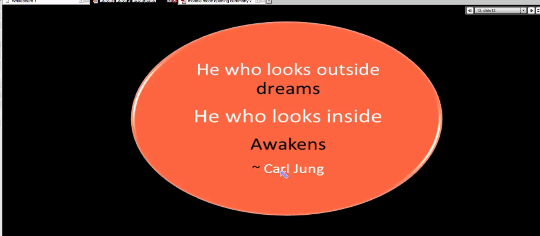This was written by Carl Jung, and what he says is, he who looks outside dreams. He who looks inside awakens. And that's what mindfulness and many of the transpersonal development ideas, developing as a person, involve.